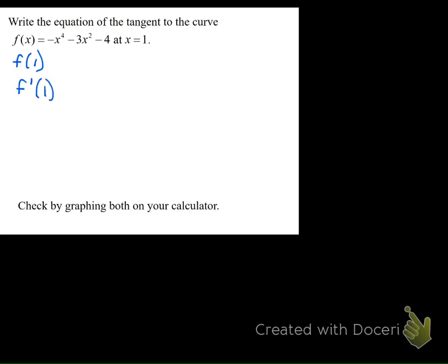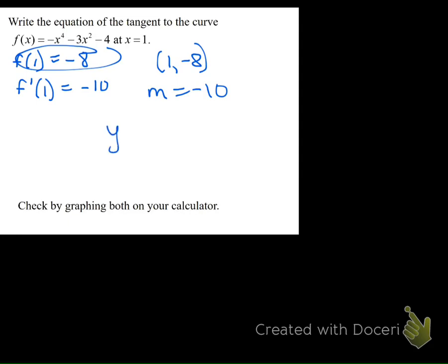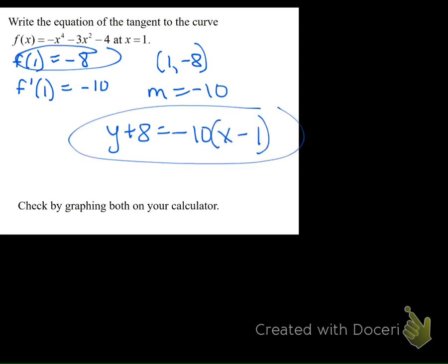So f of 1, plugging in a 1 to the original function, I got -8. F prime of 1, you had to first find the derivative and then plug in the 1, and I got -10. Plugging those two things into point-slope form, my point is (1, -8). My slope is -10. So y minus y1 equals m times x minus x1. And that's your answer.